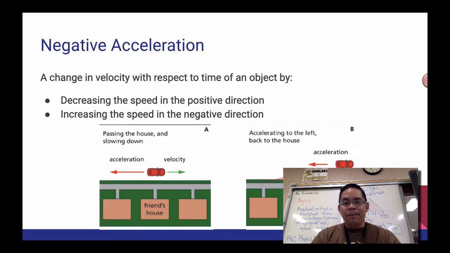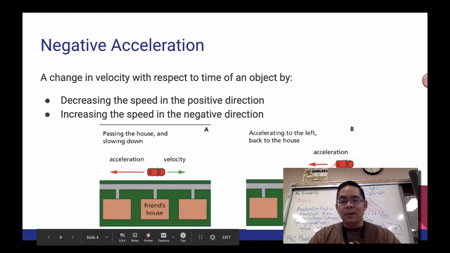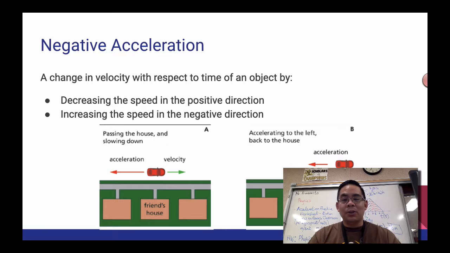On the other hand, if your velocity is negative and your acceleration is also negative, then you're actually going to speed up going backwards. This is a case where you pass the friend's house, and of course now you need to back up. You stop and you speed up in the backwards direction. Your acceleration is going to be backwards, so that means your speed will increase.